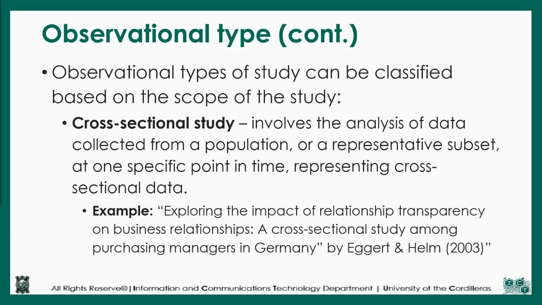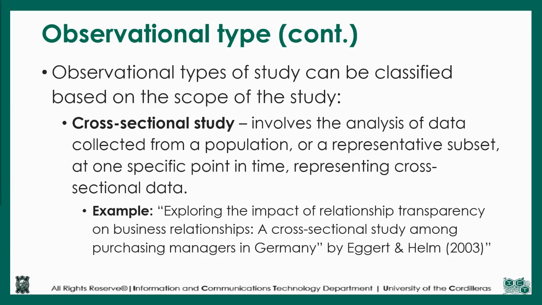The first is a cross-sectional study. Here, you will analyze the data collected from a population or a representative subset at one specific point in time, representing cross-sectional data. In other words, this is when you are looking at data from one specific point in time or one specific situation. So, for example, you will observe a group of students in one of their classes on one specific week or one specific period.